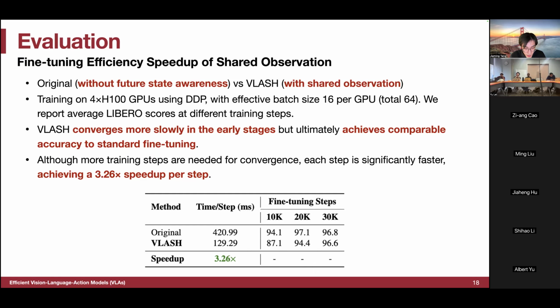So we evaluated the LIBERO scores at different training steps, and our method converges more slowly in the early stage because we are future state aware. So we have to train a different delta. So it converges more slowly at early stage. But finally, we can achieve a comparable accuracy to the standard fine-tuning. But we can also achieve the 5 times speed up per step. So eventually, we can achieve a shorter end-to-end convergence time.